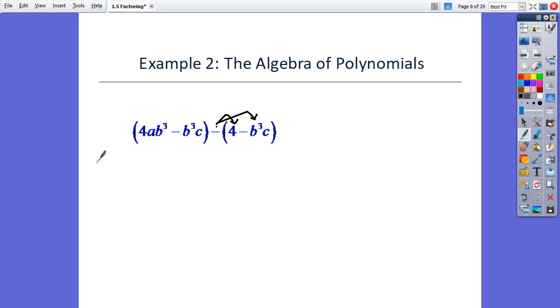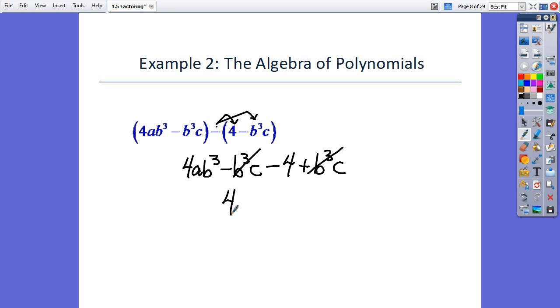And so as I look at these, what I have is 4ab cubed minus b cubed c, and then here we go, minus 4, but then we have a plus b cubed c. Make sure to distribute that negative. Now we can look for like terms, and what you'll notice here is that we do have a b cubed c that cancels with this b cubed c, but really that's it. Everything else is its own term. So there's our final answer. Just be careful of distributing that negative. You should be in good shape.